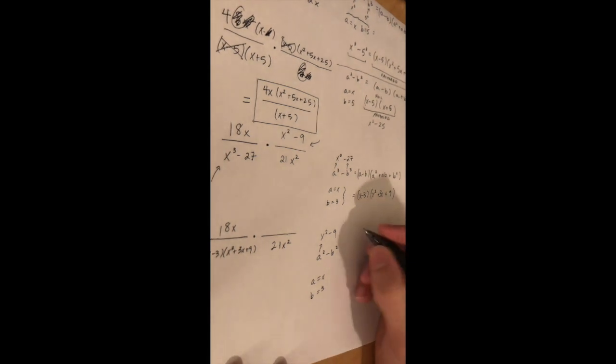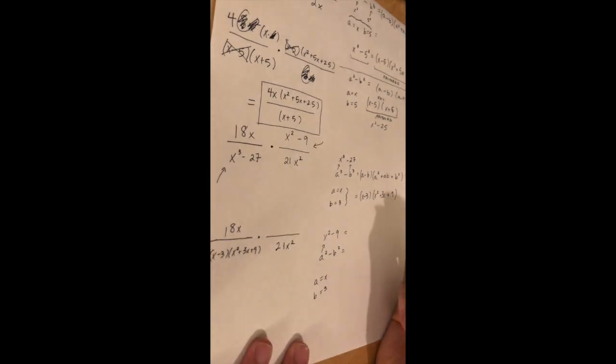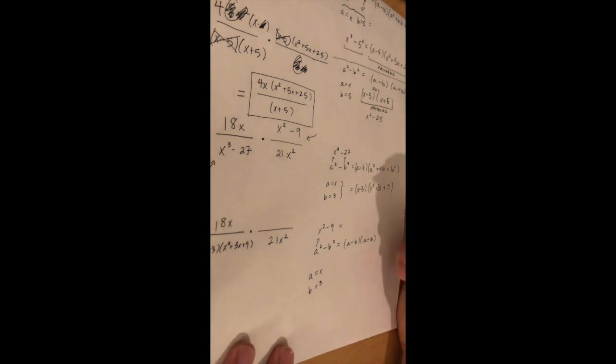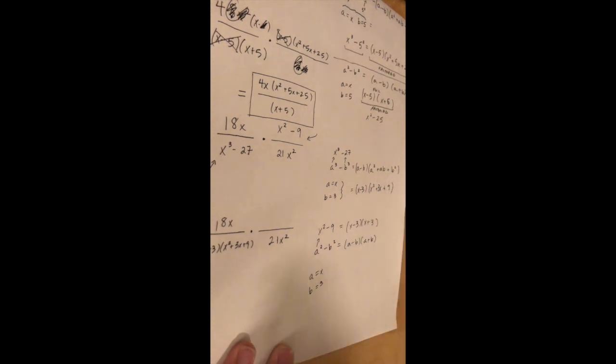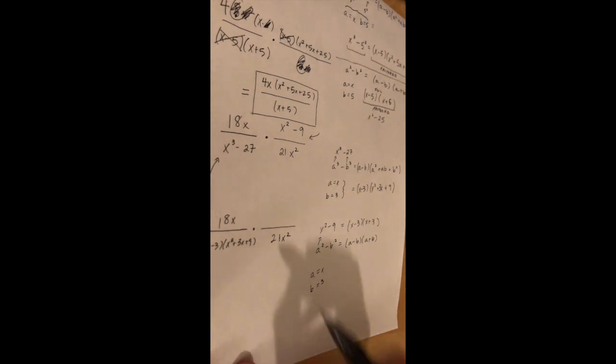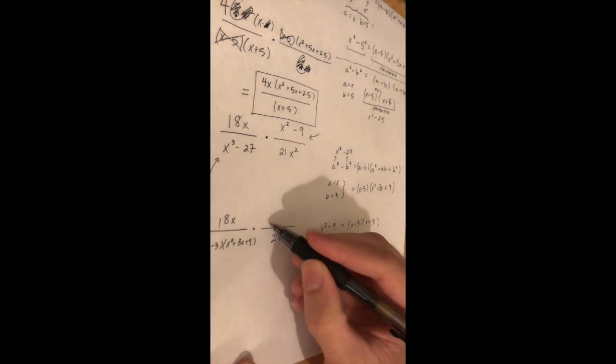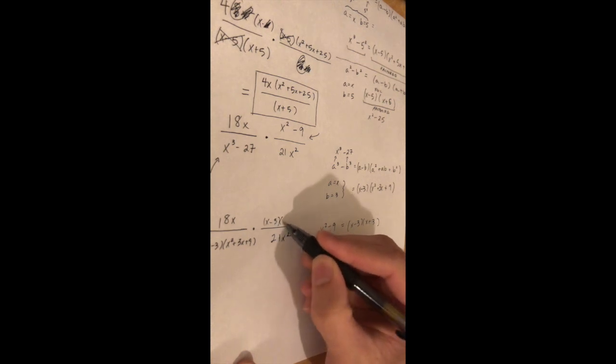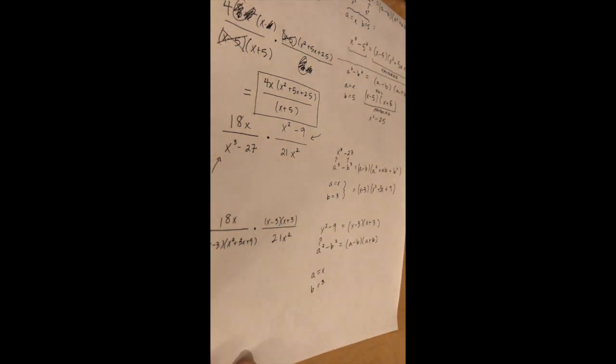So if we plug in a equal to x and b equal to 3, we find that the factored version of x squared minus 9, another formula for this, is a minus b times a plus b. So x squared minus 9, plugging everything into this formula, is going to be x minus 3 times x plus 3. So that's going to go right here. We're going to have x minus 3 times x plus 3.